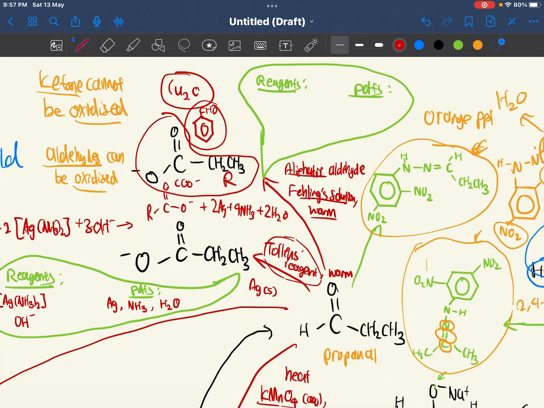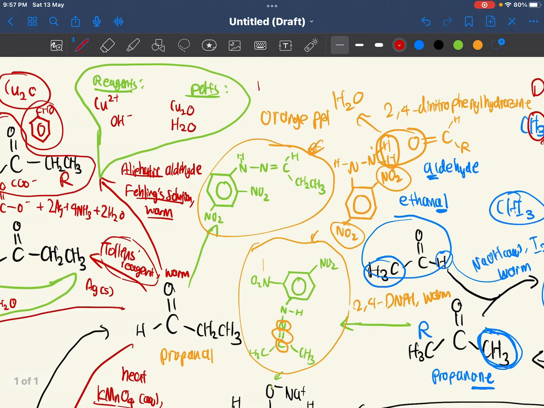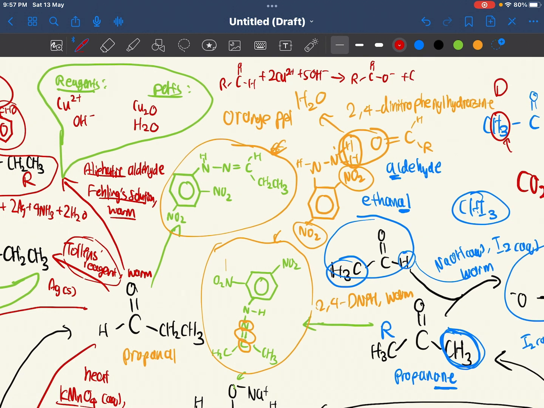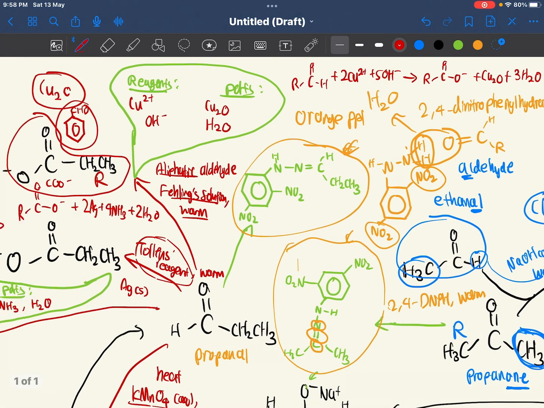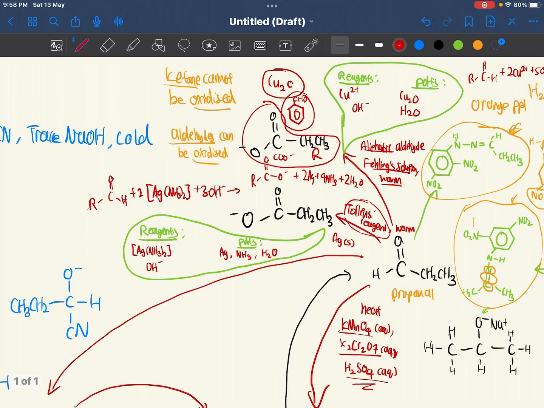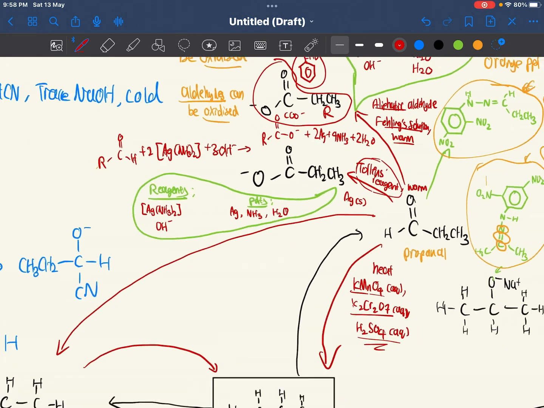So what are the reagents and what are the products? This one is slightly simpler. We just have Cu2+ ions, and we have our OH- ions as well. As for the products, we have Cu2O, and we have our water molecules. So if we balance it, generally, we have 2 Cu2+, 5 OH-, RCHO, giving RCOO-. We have Cu2O and 3 H2O. Okay, so that's for our oxidation of our aldehydes.